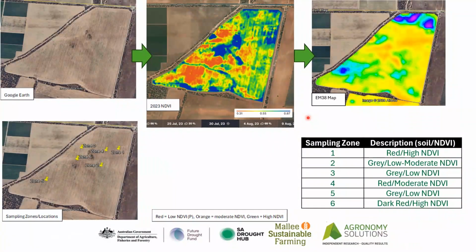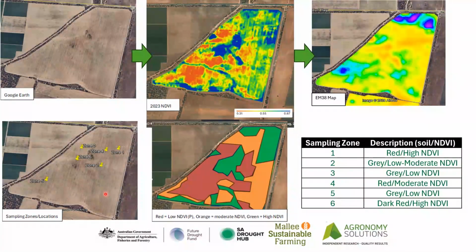So rightly or wrongly, this is how I set up my zones for sampling. So 6 zones in total, and what I did was a really quick zone map in Excel, and covered it onto the Google Earth. So just trying to highlight what we're trying to hit here. Rightly or wrongly, you can tell me if I have done this correctly.